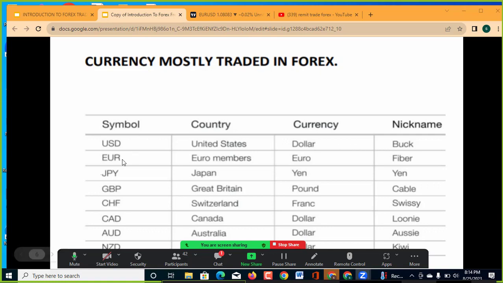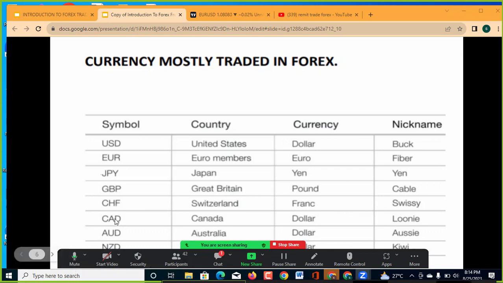The second one here is the euro. The euro is used by countries that are in the European Union, not all countries. There are exceptions with a few countries that don't use the euro, but the majority of the countries in the European Union use the euro, and the currency symbol is the euro, and the nickname is fiber. This is the name in the Forex market. Also, we have the next one here, the Japanese yen, JPY. We have the fourth one here, which is the Great Britain Pound, the cable. We have CHF, the Switzerland currency, the Swiss franc, Swissy is the nickname.